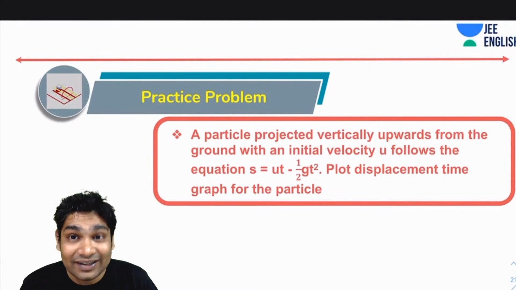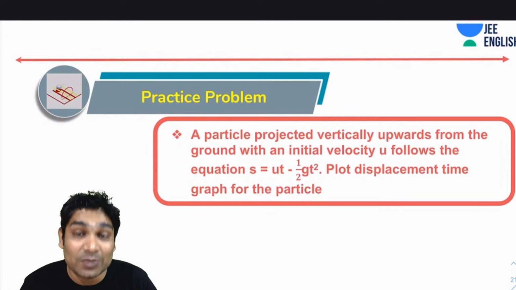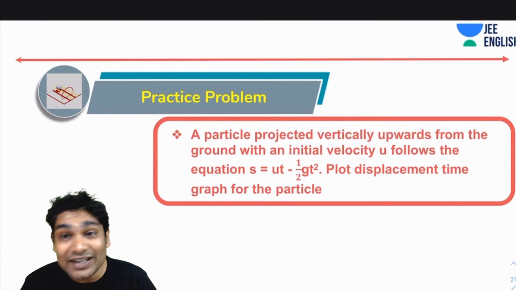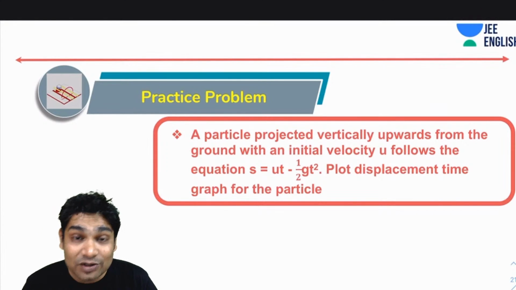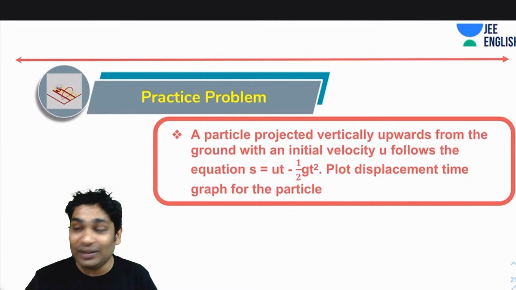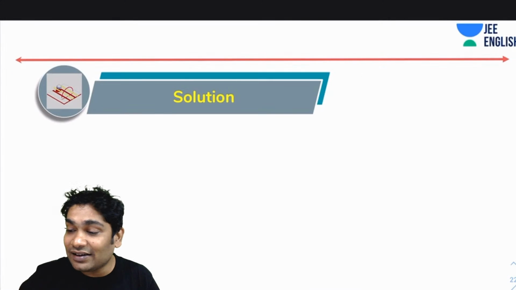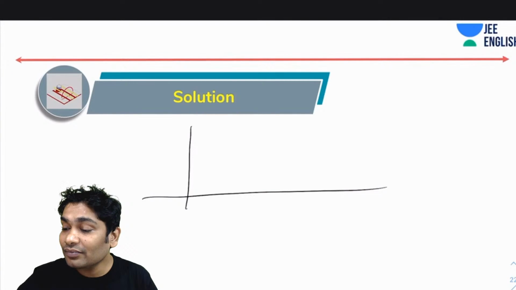Alright, let's take another look. Here you've been told a particle is projected with a velocity upwards from ground. Initial velocity is u, and it follows the equation s equals ut minus half gt square. You have to plot the displacement time graph of this particle. So here you will realize that the coefficient of t square would be negative, right? So it will be a downward parabola with a vertex somewhere in the middle. So if you try and see the graph of this, the graph looks something like this.